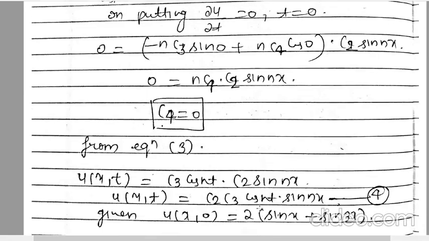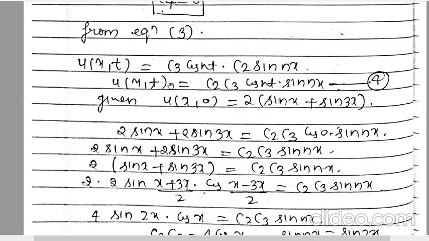So you can see that C4 is equal to 0, because this can never be 0, otherwise the whole solution will be 0. Now u(x,t) is equal to C3 cos nt into C2 sin nx. We are getting this solution. So u(x,t) you can write as C2 C3 cos nt into sin nx. This is your equation 4. Given condition is u(x,0) is equal to 2 sin x plus sin 3x. So just apply here, put t is equal to 0 in equation 4. So 2 sin x plus sin 3x is equal to C2 C3 cos 0 sin nx.